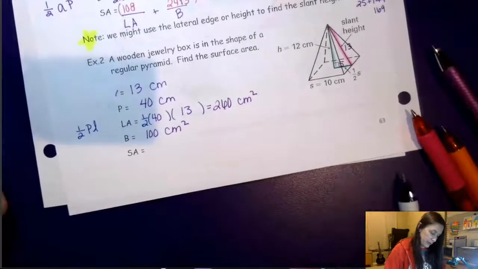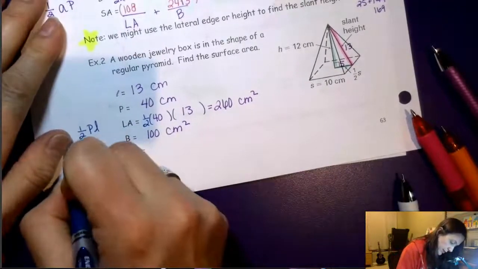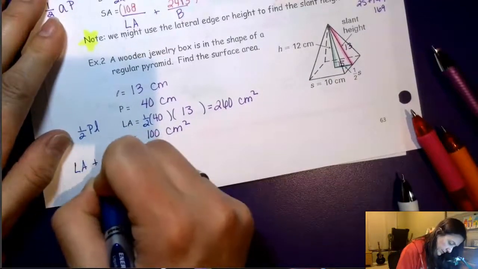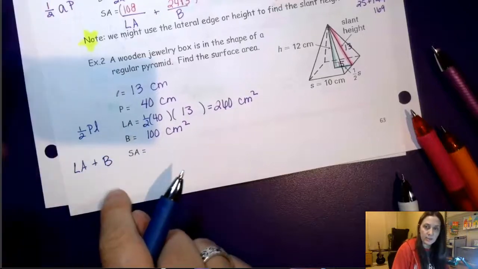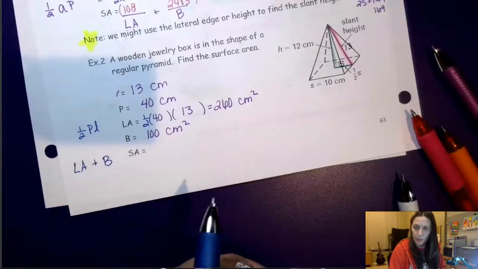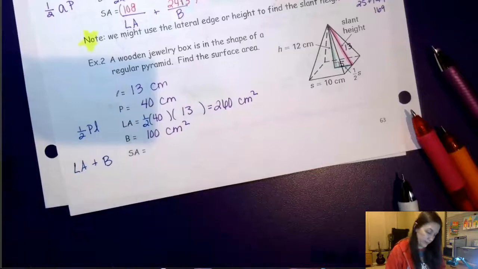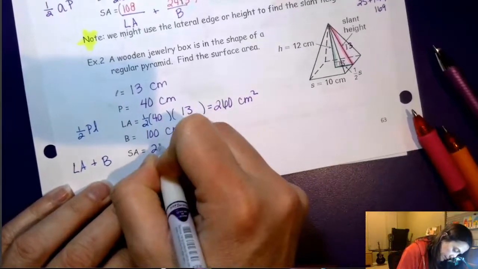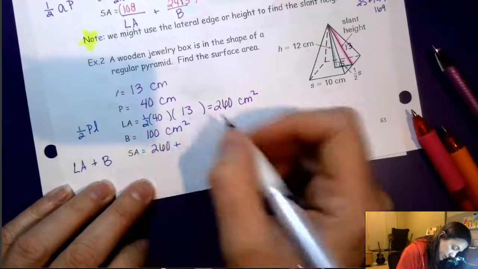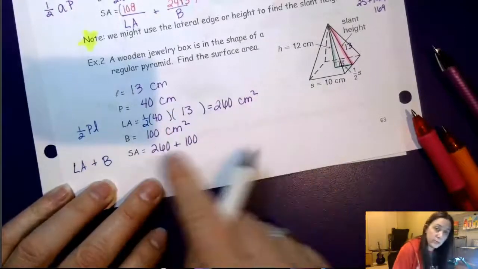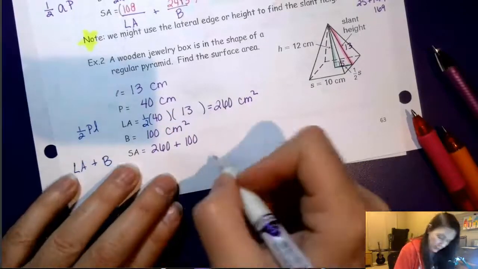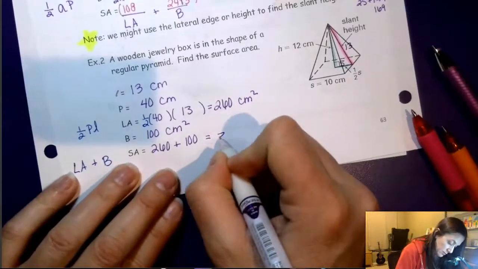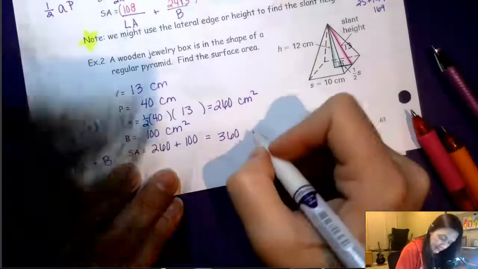And then my surface area here is my lateral area plus 1 base because it's a prism. It's one of my triangular prisms. So I have lateral area is 260 plus my base area is 100. There's no roots here. I can combine this one this time. So now that I can combine like terms, I end up with 360 centimeters squared.